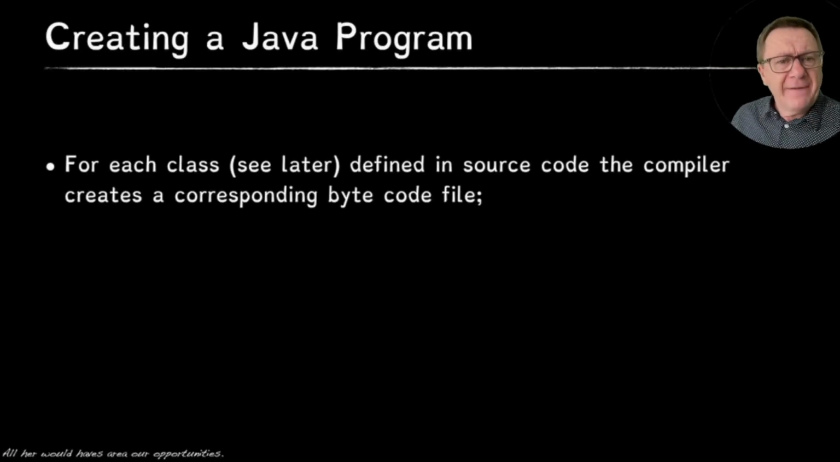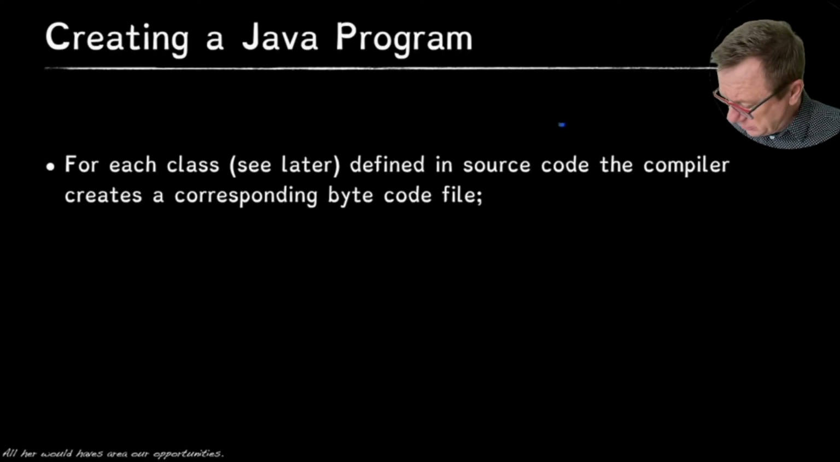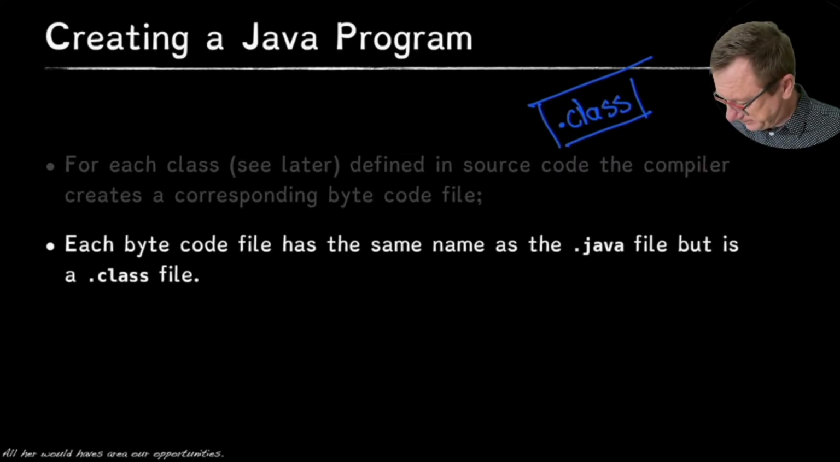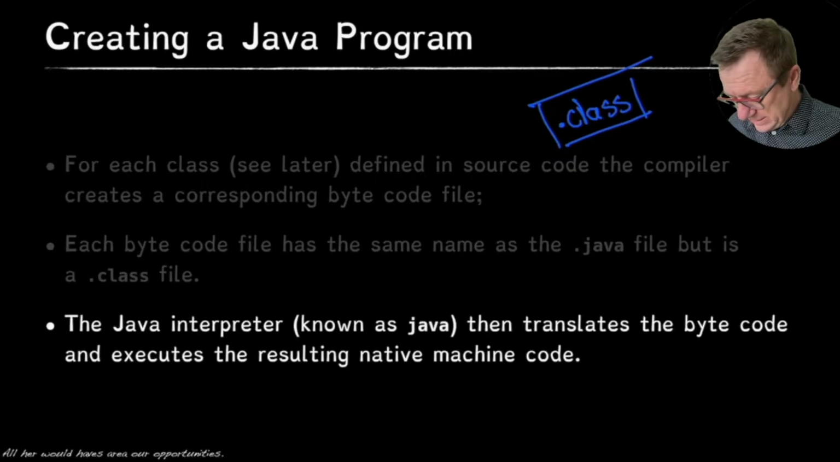Now, for each class defined in the source code, the compiler is going to create a corresponding bytecode file, and that bytecode file will end in .class. Okay? And you're going, I don't quite understand what that means. It means as your programs get bigger and we do more things, you're going to have not one file, you'll have multiple files, okay? And then the compiler will compile each file, and each file gets its own .class file. There we go. Exactly what I said.